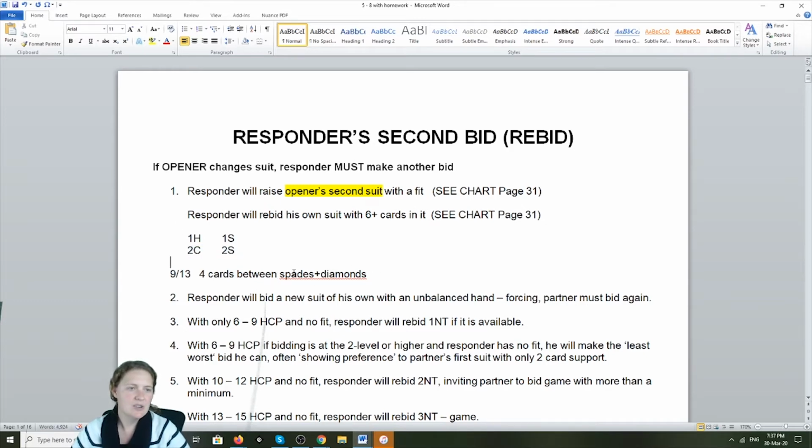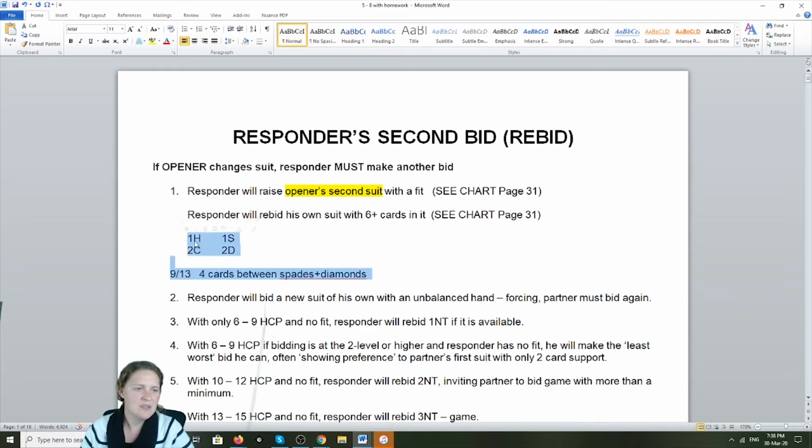Now our next thing to do is responder will bid a new suit of his own with an unbalanced hand. This is getting very deep. Basically what this means is that if you also had a new suit yourself, you could also bid diamonds. We can keep it going. We can keep suggesting suits here, there, and everywhere.